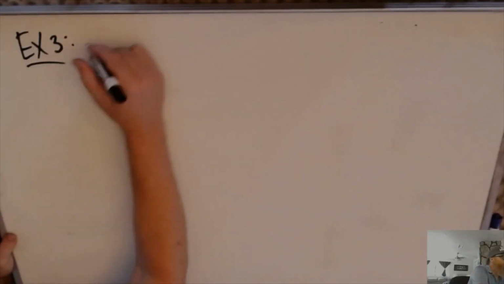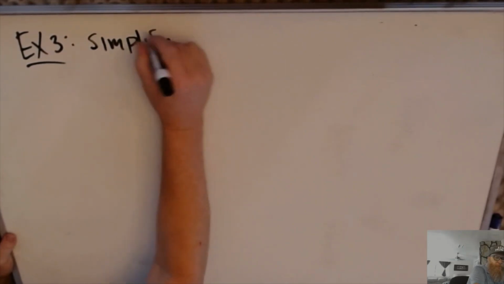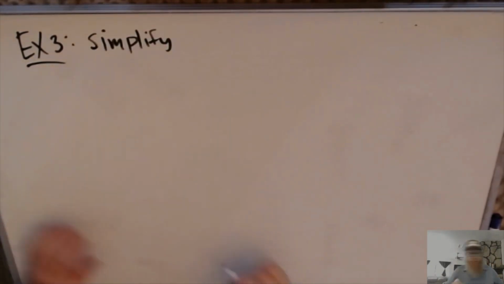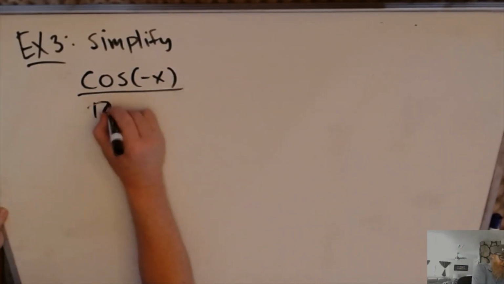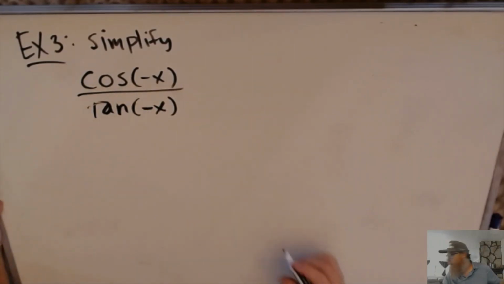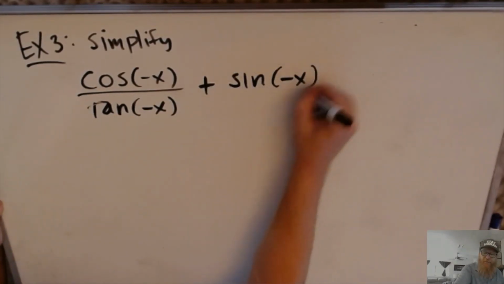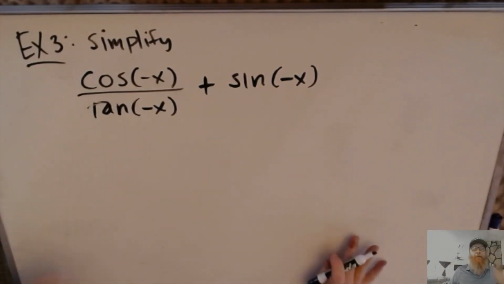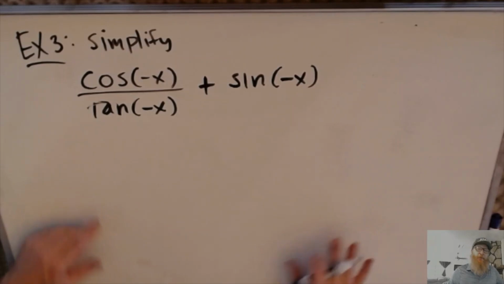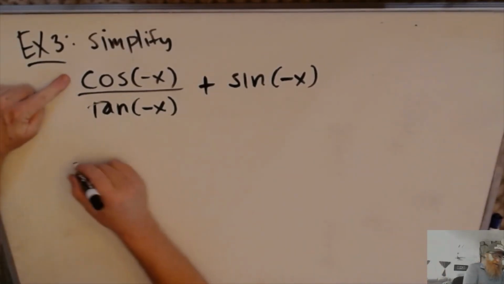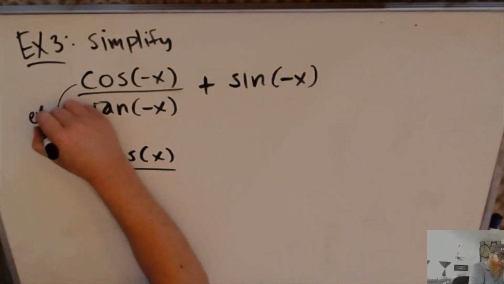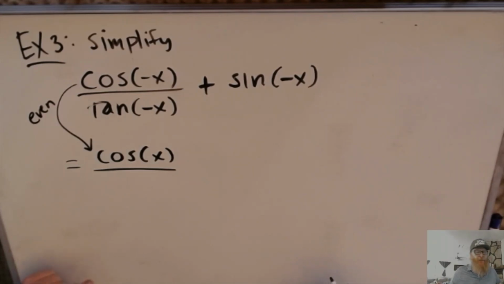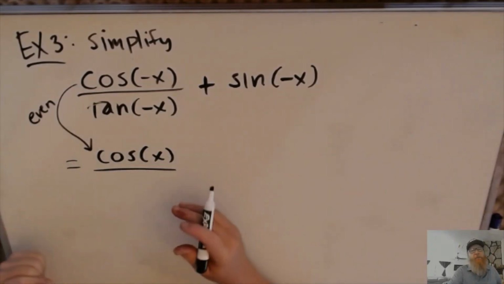Example 3. They're going to get a little trickier now. Simplify cosine of negative x over tangent of negative x plus sine of negative x. Okay. So use everything that we know now. So cosine of negative x. Well, cosine is even. So that's going to stay cosine. It's essentially like the negative just disappears because cosine of a negative is the same as cosine of a positive.